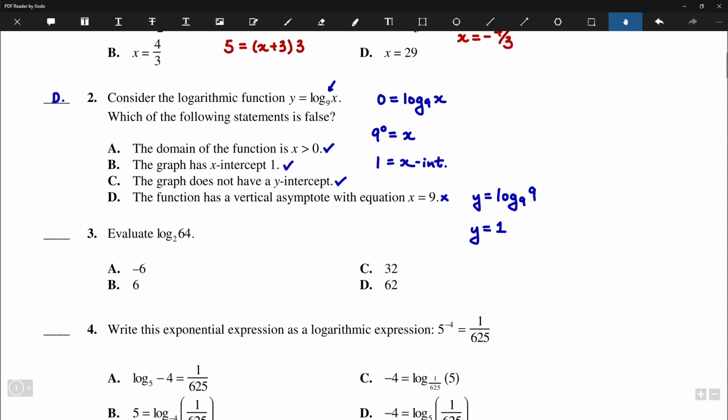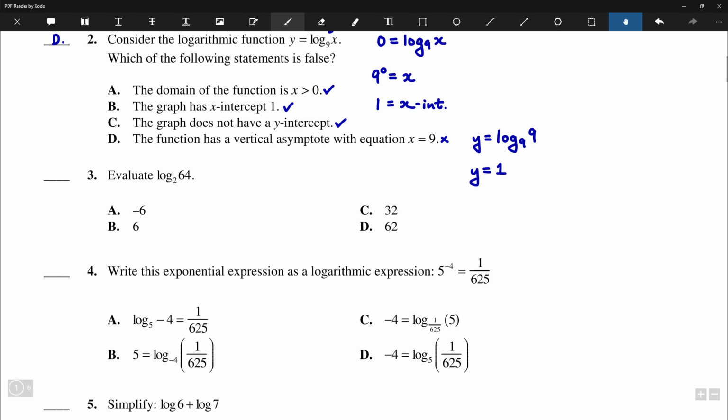Moving on to number 3. Here, one way of doing this question is simply to rewrite it as an exponential expression. So we have 2 to the x power is equal to 64. Then, of course, x is equal to 6, since 2 to the 6th power is equal to 64.